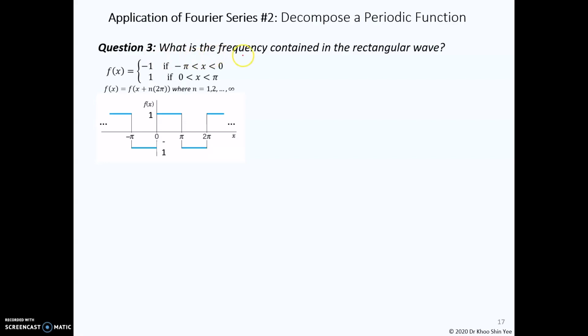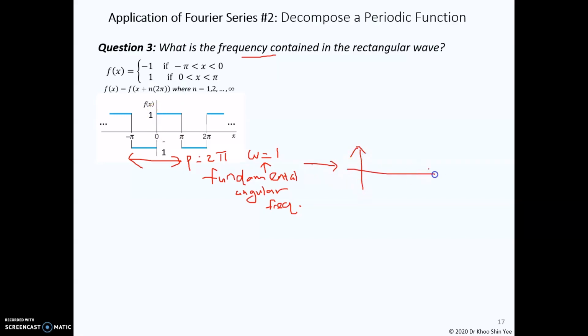In this question, we want to know what is the frequency contained in this rectangular wave. From the graph, we know that the period is equal to 2 pi. Therefore, your omega is equal to 2 pi divided by P, and you obtain omega equal to 1. This is called the fundamental angular frequency. If you only have one frequency in the signal, then you will obtain a sinusoidal function like this. However, this graph is not a sinusoidal function. Therefore, this function must contain other frequencies.